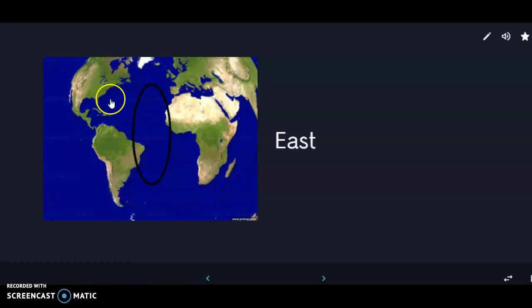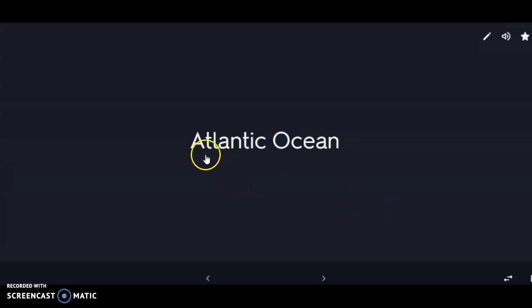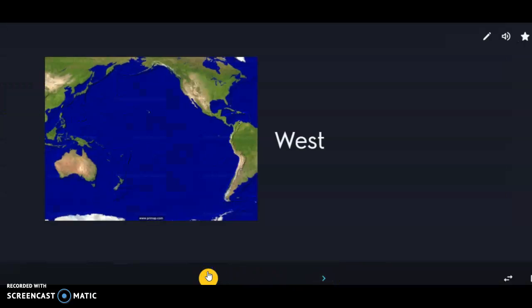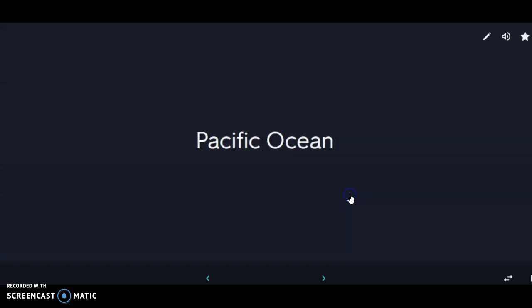What ocean is on the east coast of the United States? The Atlantic Ocean. What ocean is on the west coast of the United States? The Pacific Ocean.